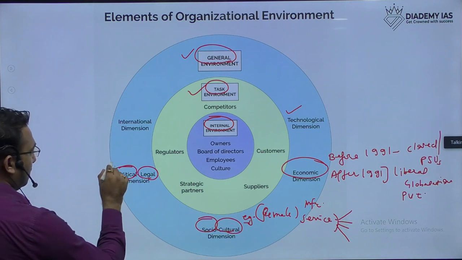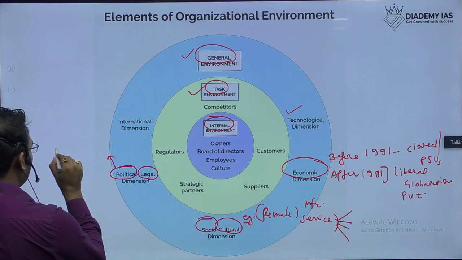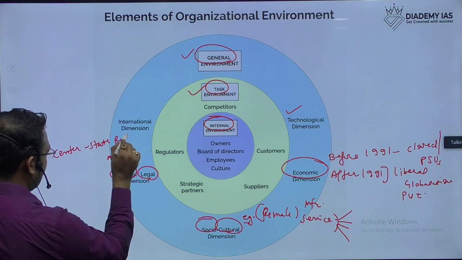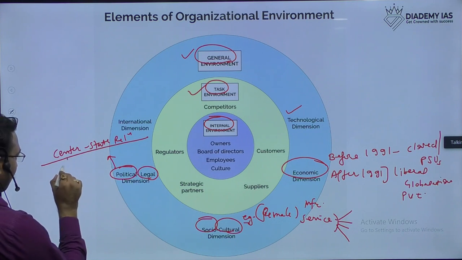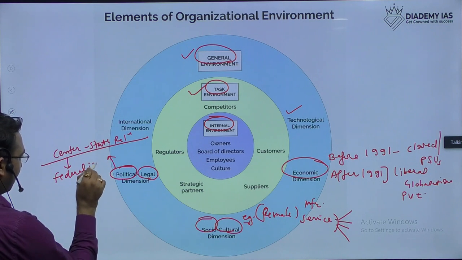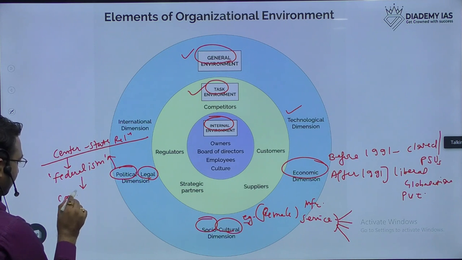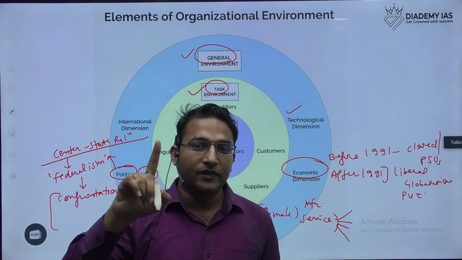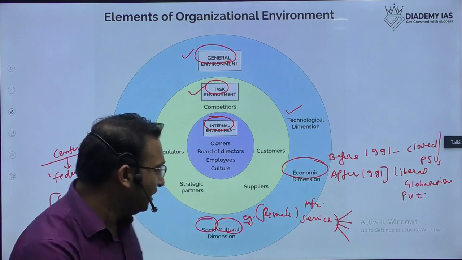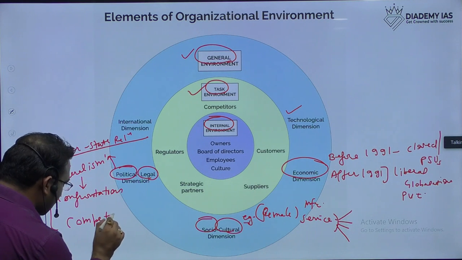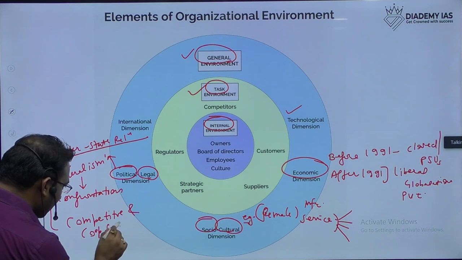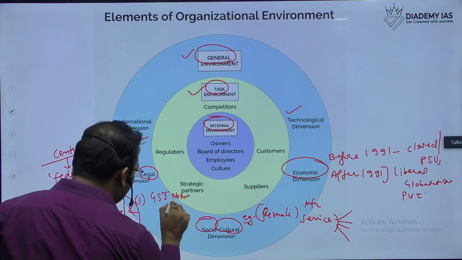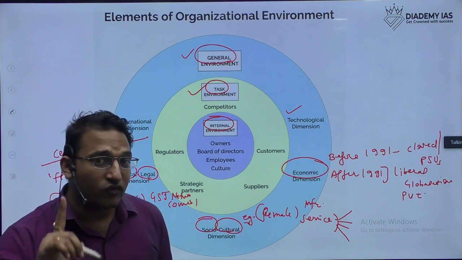Political dimension, for example, center-state relations, how they are impacting. So center-state relations are reflected in the form of federalism. So if the federalism is confrontationalist, then it will actually result into damaging the environment. The business cannot grow. But in recent times, we can see competitive federalism and cooperative federalism, which is resulting into, number one, the organization like GST network or GST council providing the better environment for the organization.